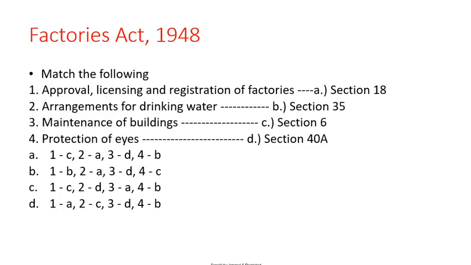Next question is match the following. It's related to sections and section names: approval, licensing and registration of factories, arrangements for drinking water, maintenance of building, and production of ice. Correct answer is A, where approval, licensing and registration of factories is section 6. Arrangements for drinking water is section 18. Maintenance of building is section 40A. Production of ice is section 35.